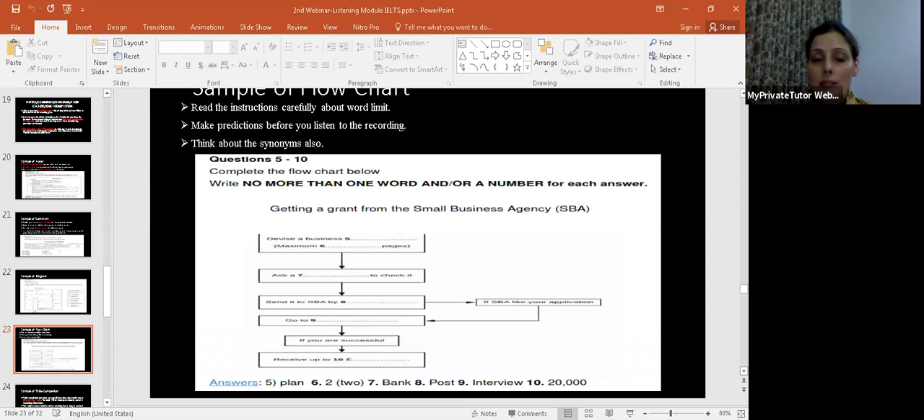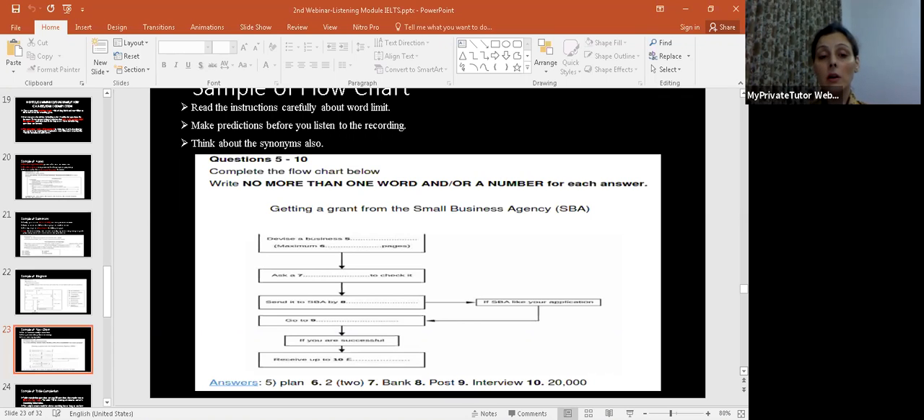Okay, just go through the heading: getting a grant from the small business agency. Okay, we have got an idea what this flow chart is about. Devise a business dash. Ask dash to check it. I'm just reading the questions to make up my mind what sort of conversation is going to be in the audio. Send it to SBA, okay. Go to dash if you are successful. Receive up to 10 pounds, or 10 is the number of pounds. Okay, there's some figure must be over there in the audio. Okay, now hear the recording.